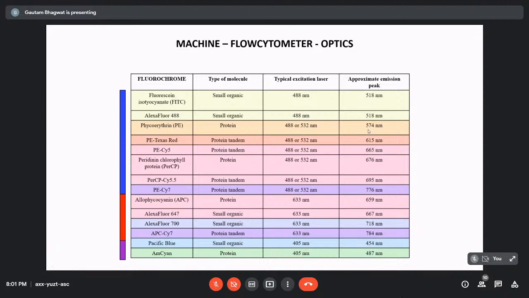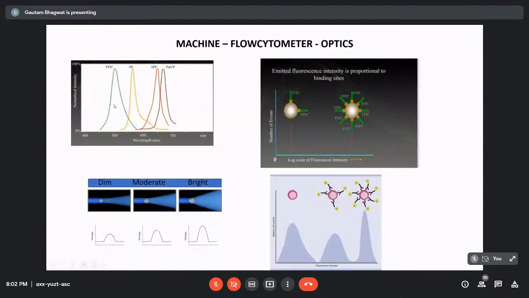Now fluorochrome selection is also very important, and it depends on the number of antigens present on the cell, how we select the fluorochrome. But again, I'll come to selection of fluorochrome when I discuss panel designing in my next talks. So today I'll move forward. Now these are our four: FITC, PE, APC and PerCP.